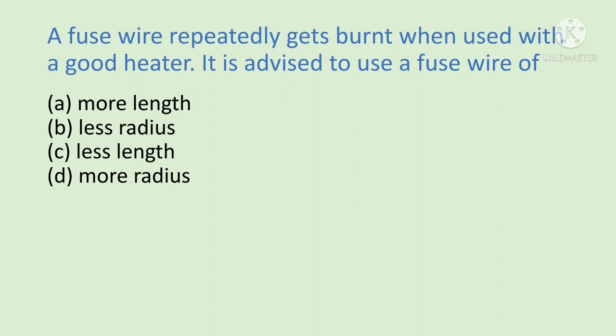Less radius means more resistance. Less length, again more resistance. Then we should limit the resistance. That is why we should use a more radius wire to avoid getting burnt. So the correct answer is option D, more radius.